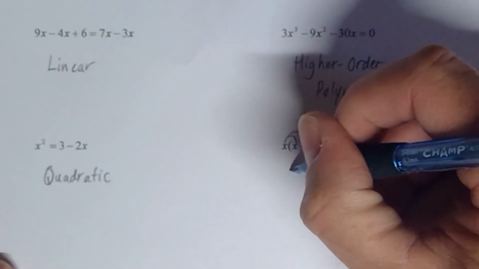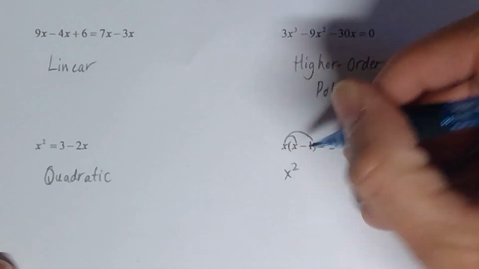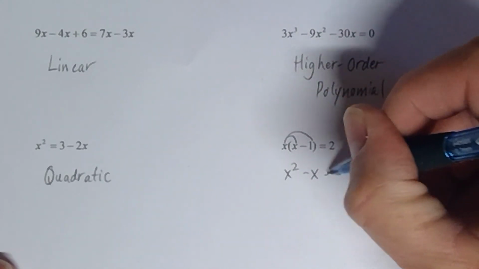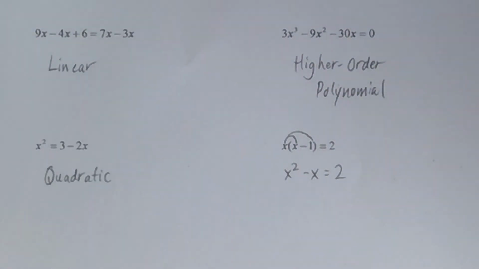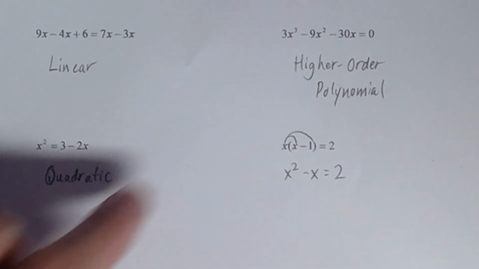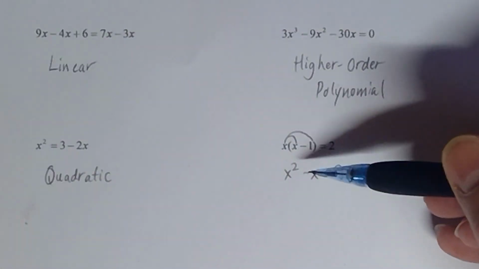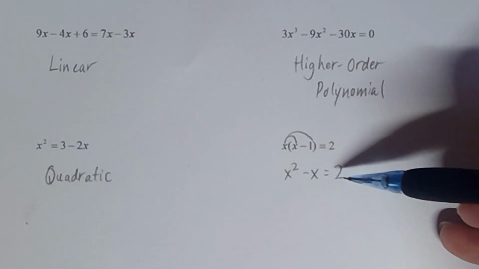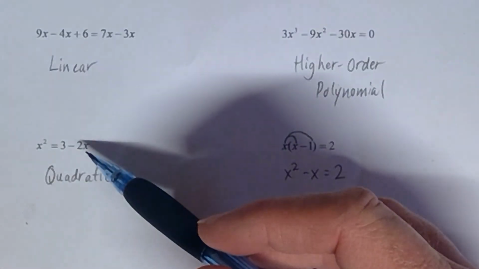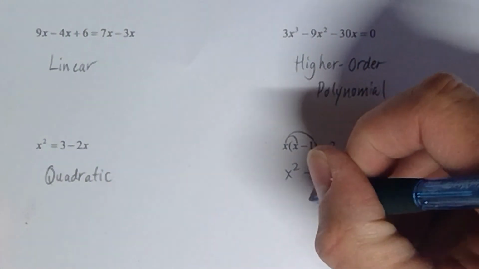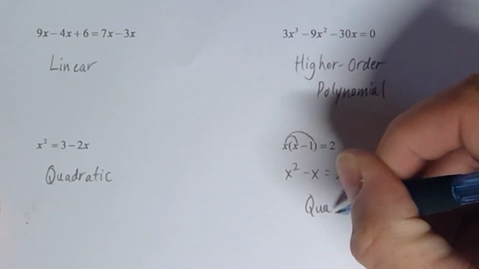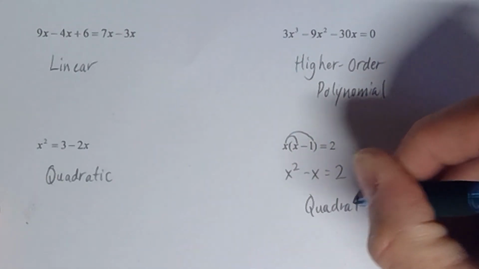X times x is x to the second. X times -1 is negative x. Now it's a polynomial on both sides. And what does it look like? Does it look linear, quadratic, or higher order? Well, I think you can see that because the highest exponent is 2, it's a lot like this one. And indeed, because the highest exponent is 2, that is also a quadratic equation.